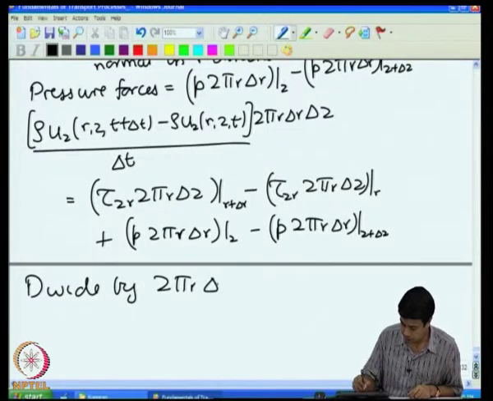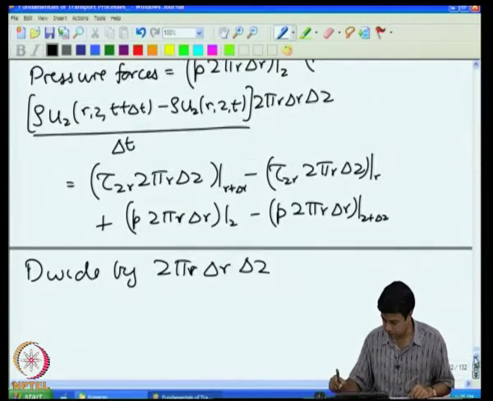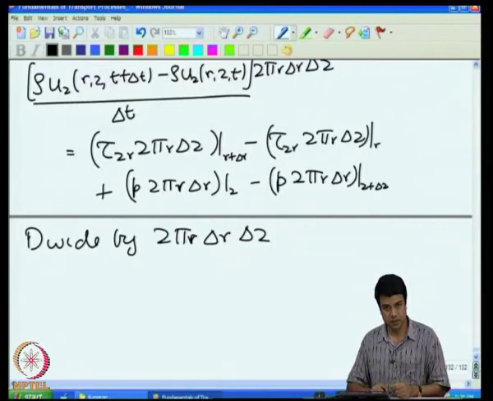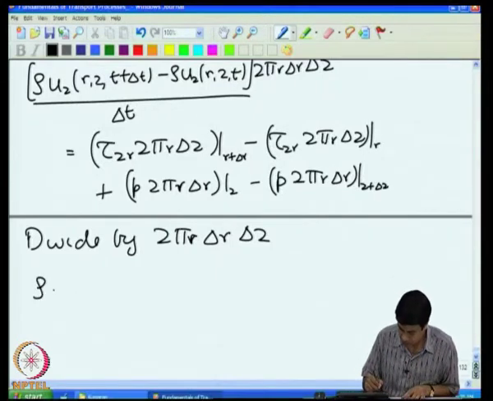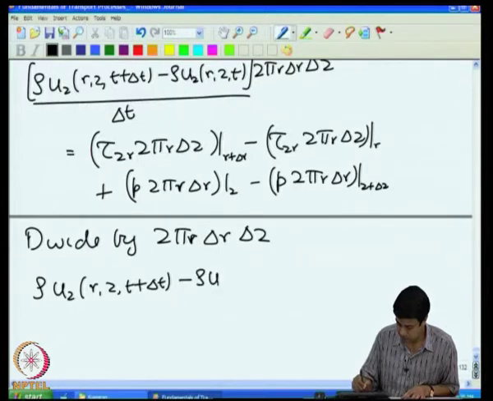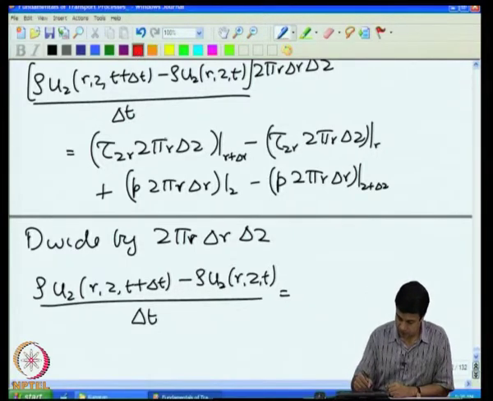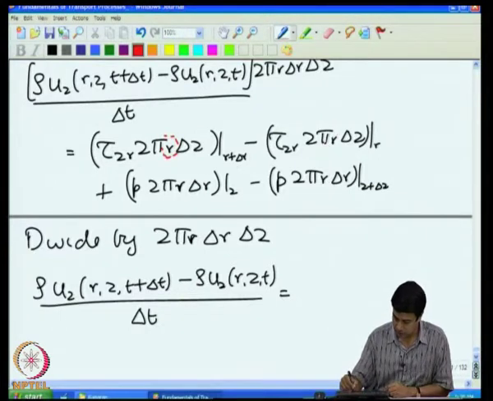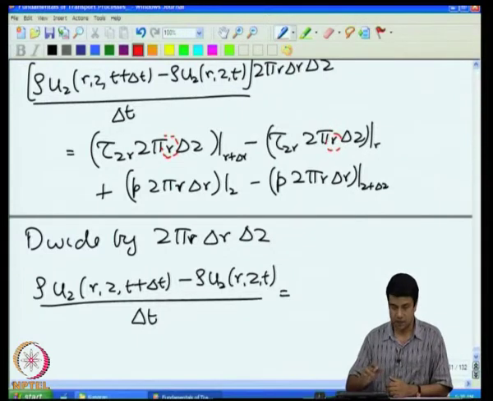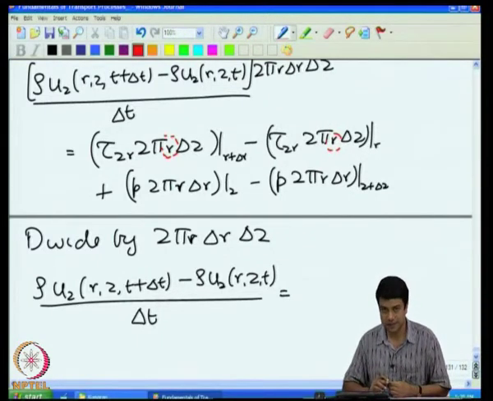divide by 2 pi r delta z, the total volume. Once I do that, I will get rho u z at r z t plus delta t minus rho u z at r z t by delta t is equal to, in this case now one has to be careful. I have r here at r plus delta r and r here at r itself. At these two locations the radius is not the same. Therefore, I cannot divide throughout by r, because the radius here at r plus delta r is different from the radius here at r.